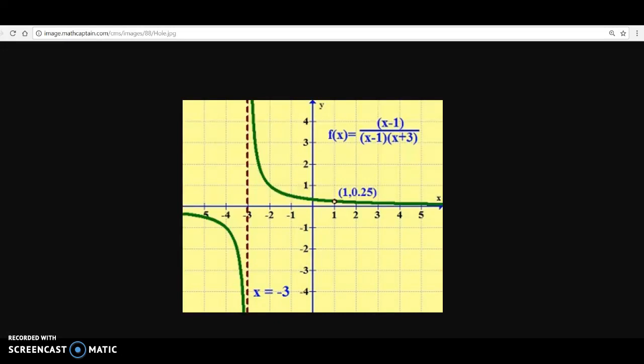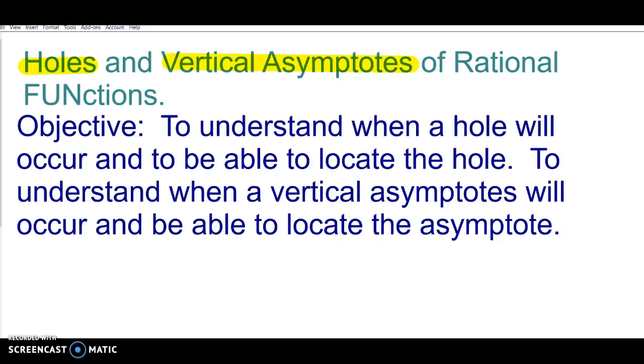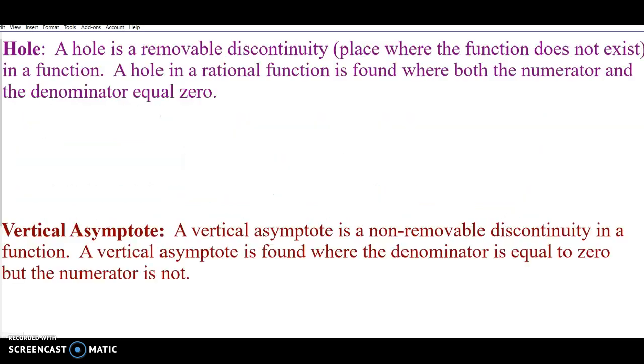Notice that this was the original rational, although you could multiply this out and make it look like an actual polynomial over a polynomial. But notice that we have a hole at (1, 0.25), and we also have a vertical asymptote at x = -3. So now, just seeing this example, let's talk about how we actually find them.